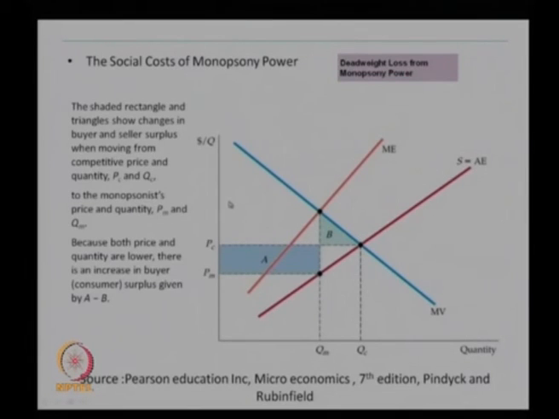So, what is the social cost of monopsony? The producer surplus falls by A plus C, and there is a deadweight loss given by the triangles B and C. It is not only B that is the deadweight loss; B plus C is the deadweight loss because of the monopsony power.